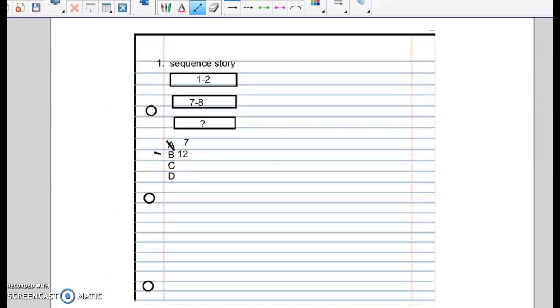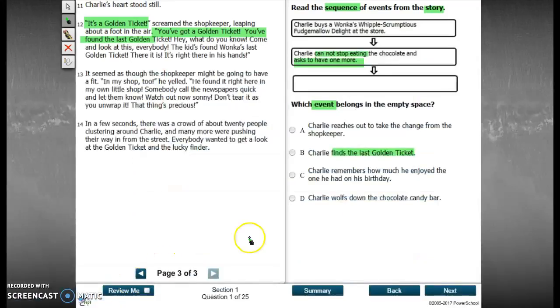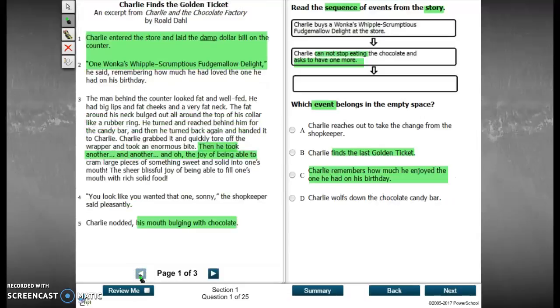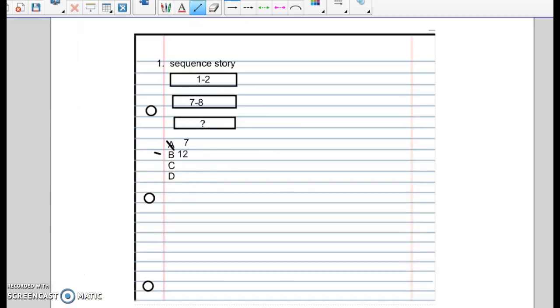C. Charlie remembers how much he enjoyed the one he had on his birthday. I remember that from earlier. I am having a tough time with my tools today. So that was towards the beginning from what I remember. And I see it right here, paragraph 2. Remembering how much he had loved the one he had on his birthday. So C was definitely not right, because that is in paragraph 2.